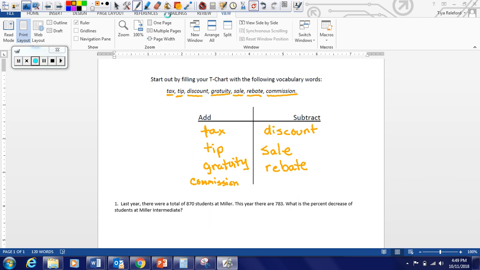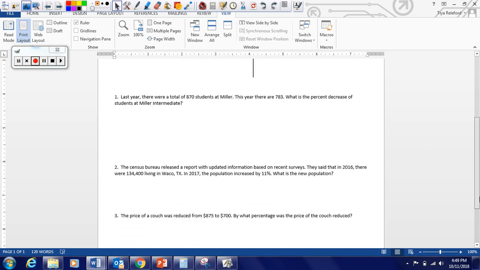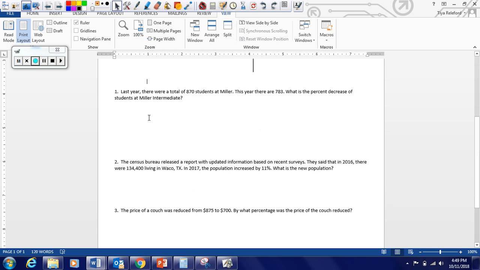All right. Let's do this. Number 1 says, last year there were a total of 870 students at Miller. This year there are 783. What is the percent decrease of students at Miller Intermediate? Percent decrease, bing, bing, bing. It's percent and it has that word decrease in there. So first you have to find the decrease. It went from 870 to 783. Do that subtraction.